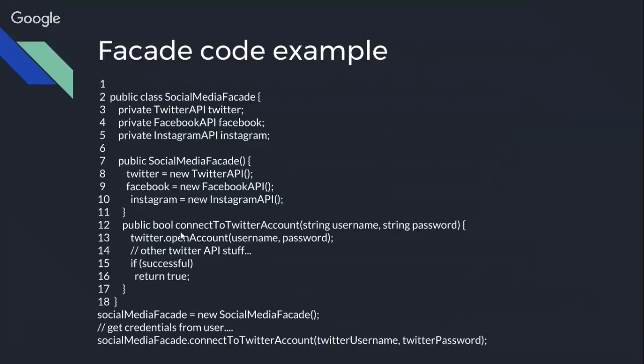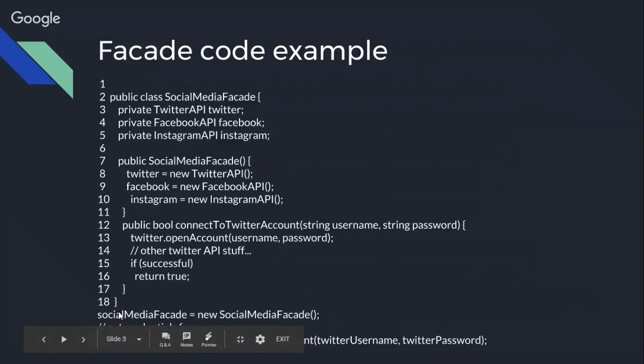In this example right here, I have a little method called connectToTwitterAccount, and it passes in a username and a password. The facade class takes care of all the nitty-gritty details of Twitter. You open your account with the username and password, and everything else that we need to take care of, we write here in the method, and if it's successful, we could return a Boolean or something saying that it was successfully done. This allows the client to not have to worry about the nitty-gritty details of, oh, how do I do all this using the Twitter API? All we have to do is call connectToTwitterAccount.